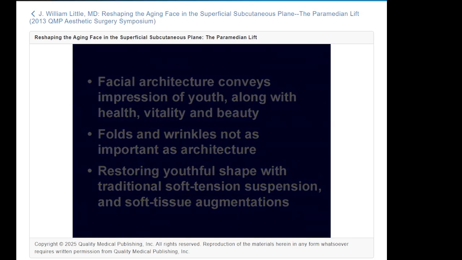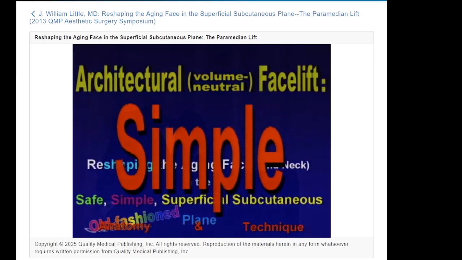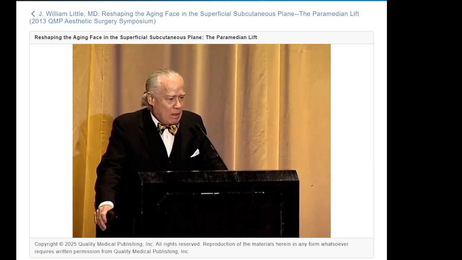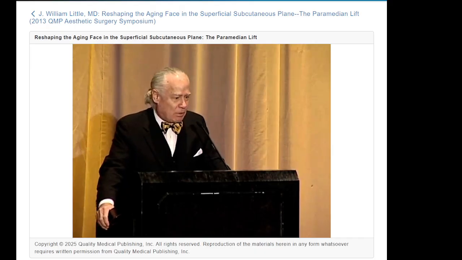So, reshaping the aging face and neck in the safe, simple, superficial subcutaneous plane. You can throw in that modifier. It is old. With simple anatomy, simple technique. Now, I know about superficial. It doesn't get any respect. It never has had. But I performed hundreds of facelifts in each of the three facelift planes, the subcu, the SMAS, and the subperiosteal, published in a couple of those planes.